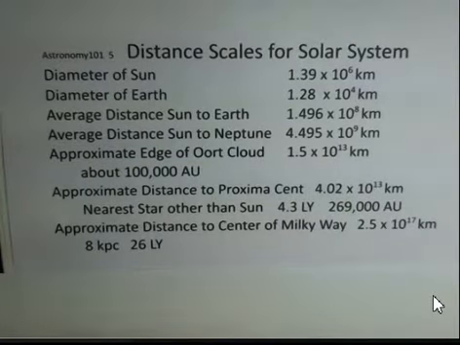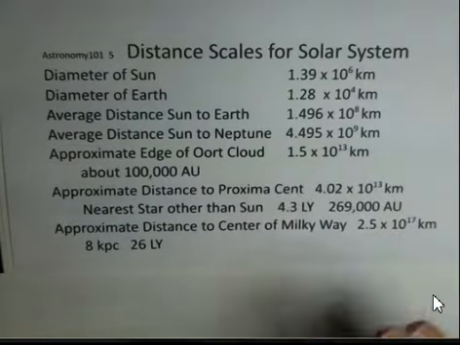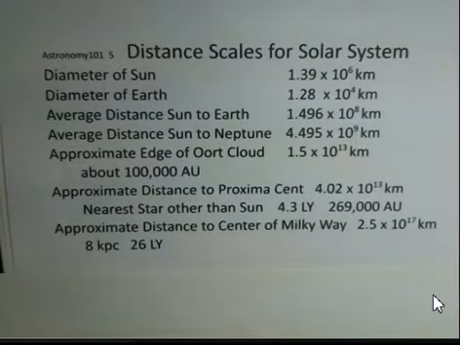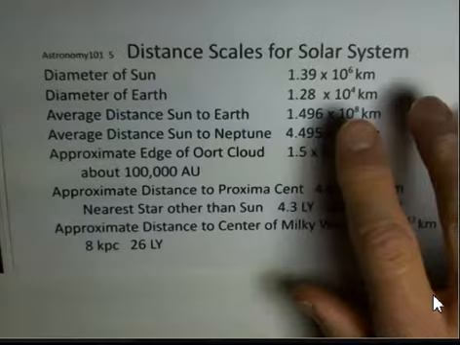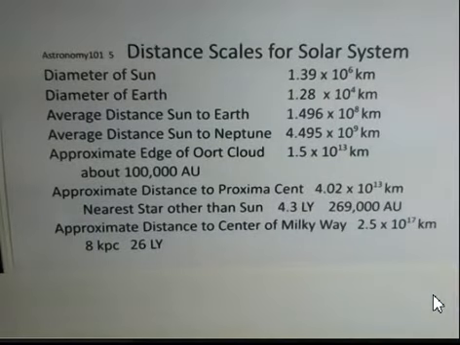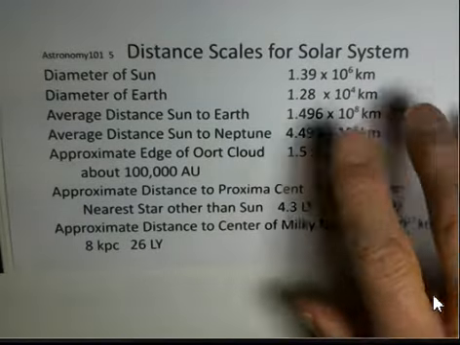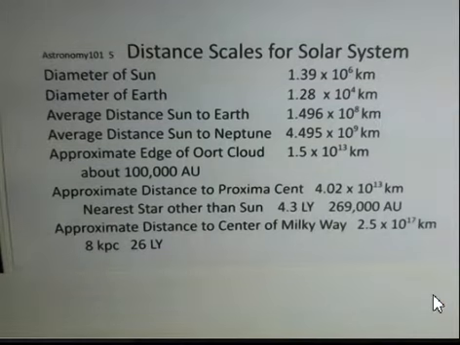This is just a quick video to talk about some distance scales for the solar system and give you a start on developing a concept for how widely spaced objects are and some relative sizes of objects. So I have some data here I've collected from NASA and other sources. Diameter of the Sun, some million kilometers. Diameter of the Earth, 12,000 kilometers.